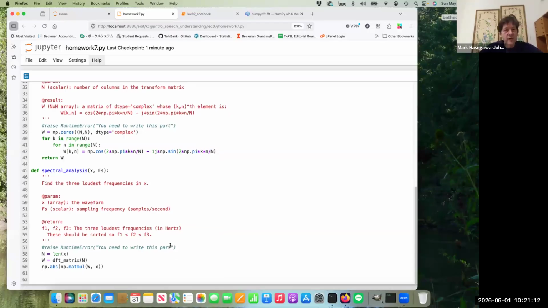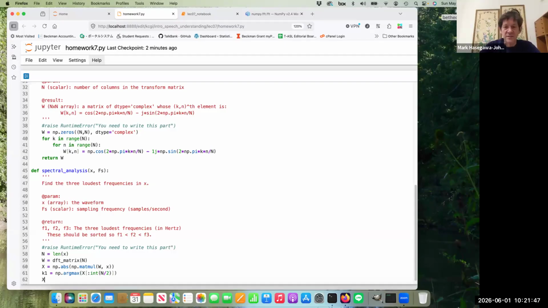And now we want the three loudest frequencies, but we only want the three loudest frequencies up to N over 2. So we'll use the argmax function. K1 is equal to np.argmax of capital X, which is the absolute value of the matrix multiply of W times X, and we want the argmax of capital X up to capital N over 2. We don't want to go to the aliased parts, we just want the second aliased parts.